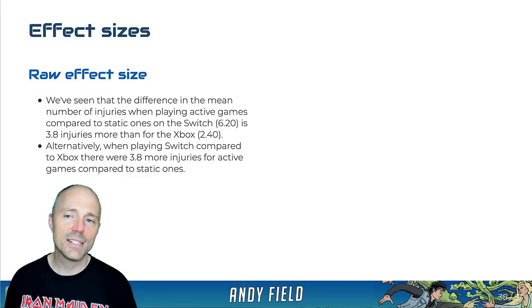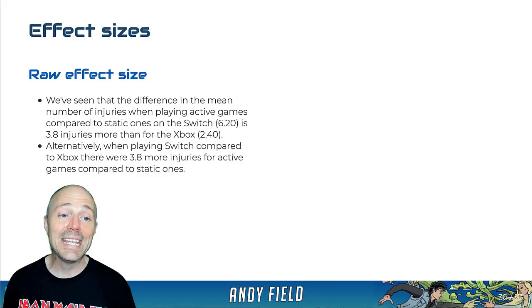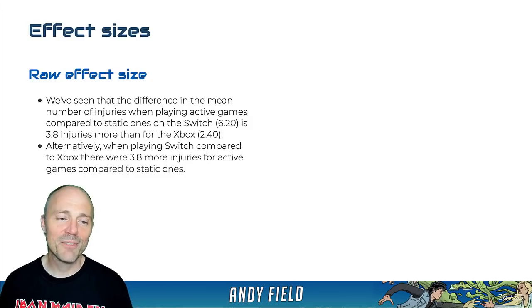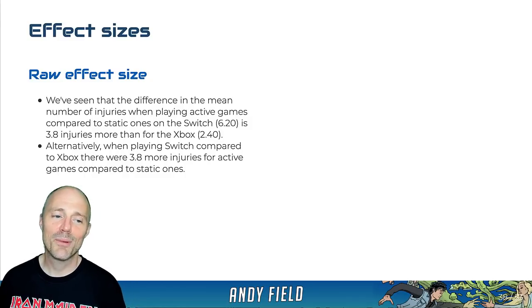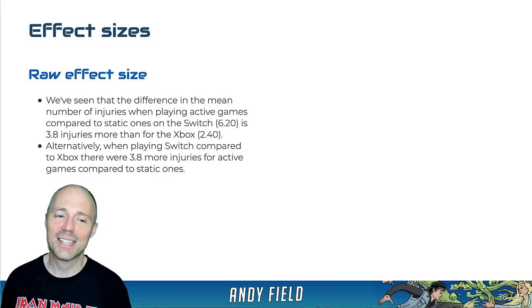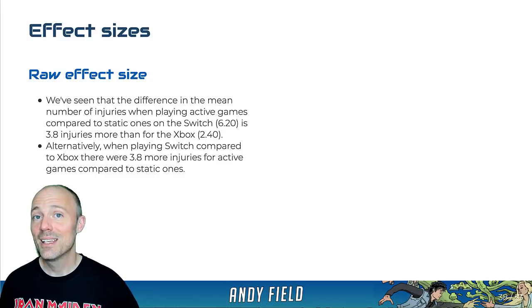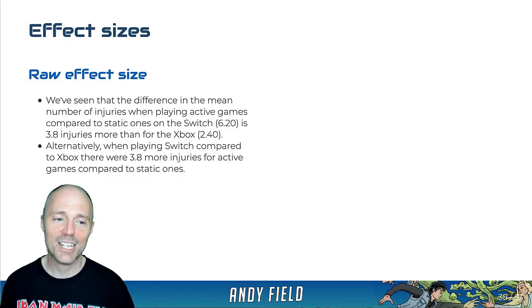In terms of effect sizes, when you're using factorial designs, we've seen that we can use the actual parameter estimate as a raw effect size, but it is quite difficult to tease apart. It's basically telling us that the difference in mean numbers of injuries when playing active games compared to static ones on the Switch is 3.8 injuries more than for the Xbox. It's a mouthful, right? An alternative way to think about it is that when playing the Switch compared to the Xbox, there were 3.8 more injuries for active games compared to static ones. So it's giving you this kind of relative effect. And bearing in mind 3.8 injuries on that 20-point scale, it's a reasonable number of extra injuries.